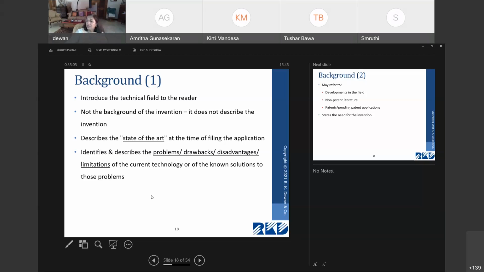We say these were the problems, this is the prior art, this is the state of the art at the moment, and these are the problems I'm solving. These are the problems that need to be solved, and because of these problems, or this disadvantage, or this one limitation, it could be just one simple limitation, there is a need for a new product or a new process. So normally we end the background with a need statement. Okay.